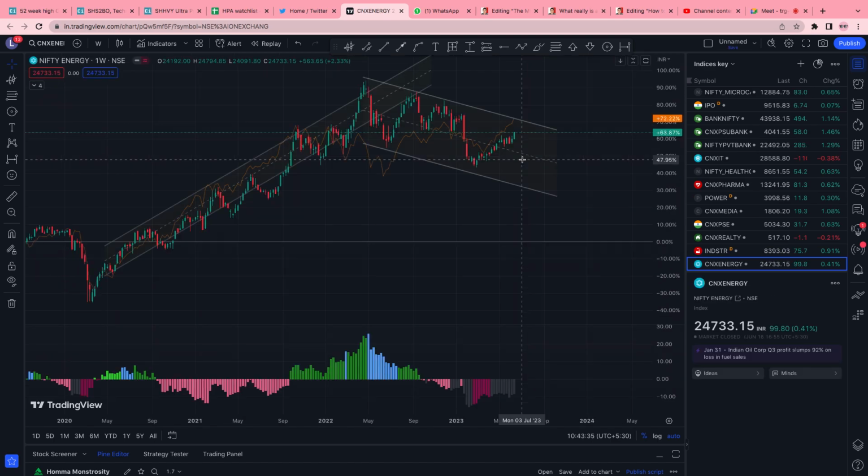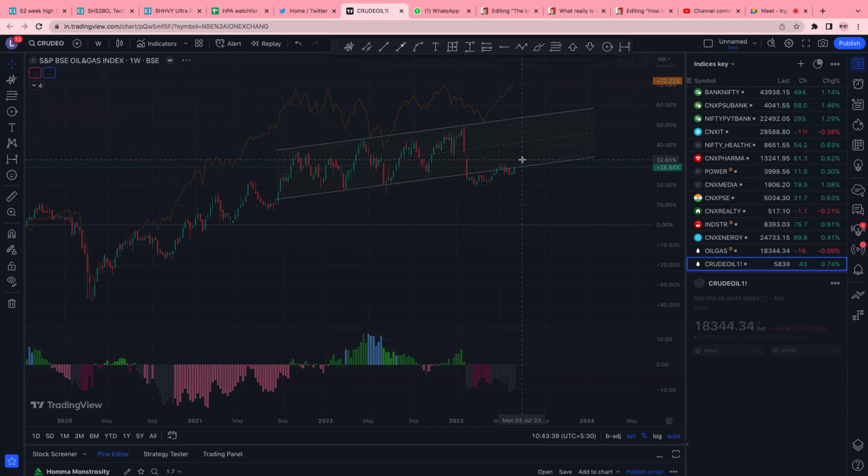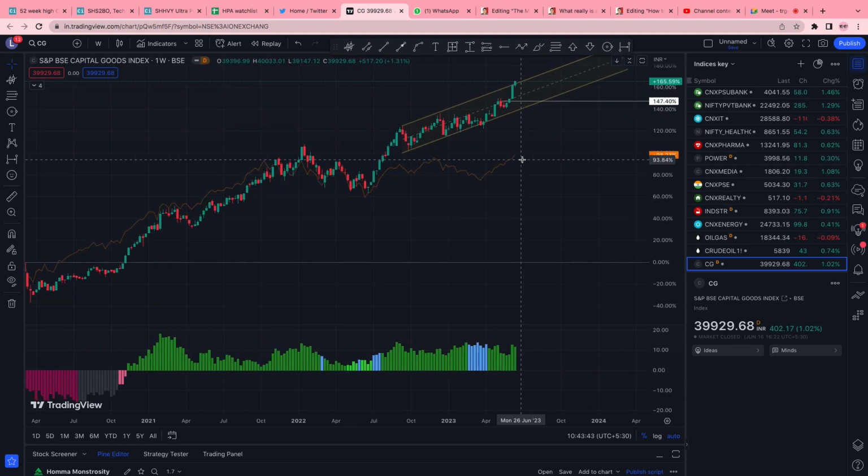Okay, energy, no. S&P BSE oil, no. See, capital goods. Now, do you see the similarities between capital goods and industrials? Because they are also similar sectors, right? And the answer is yes. Similarly, this one started basing later than the general market, and this one started to catch up way before the general market.